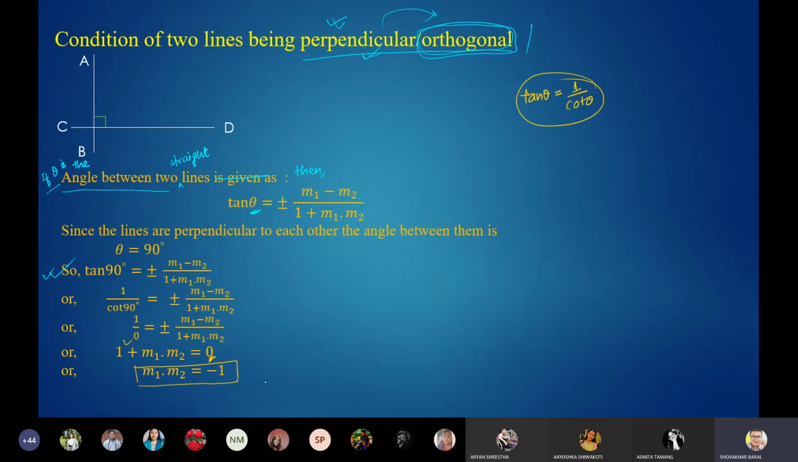m1 times m2 equals minus 1. This is the condition that we need to understand.